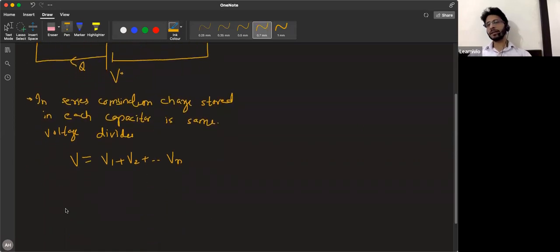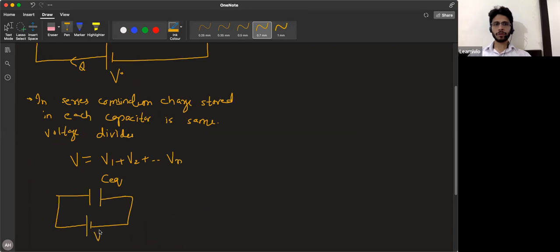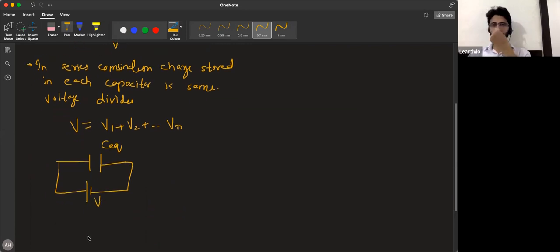Your task here is to calculate the equivalent capacitance. Equivalent capacitance means if you remove all these capacitors and replace them by a single capacitor, with capacitance C equivalent, that is the equivalent capacitor. The charge stored in this equivalent capacitor is Q, and the total voltage across this equivalent capacitor will be V. That's my equation.